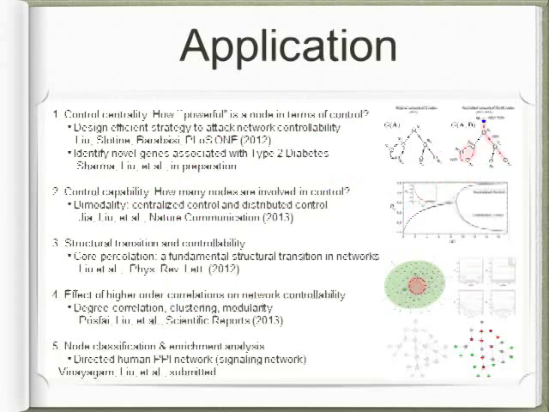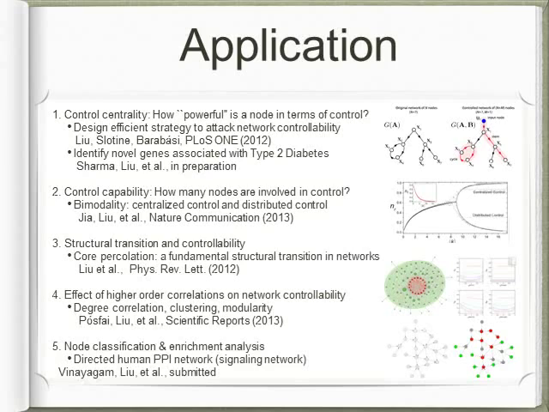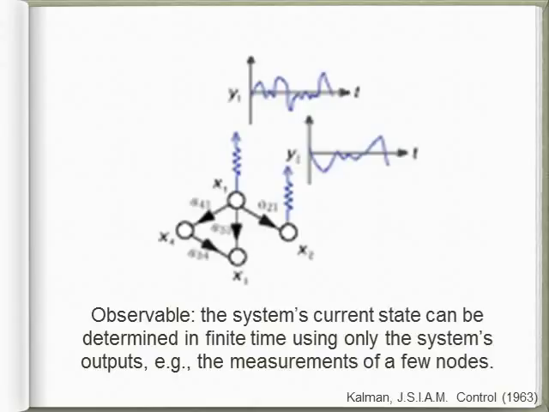And there are a bunch of applications of this linear control framework for complex networks. I don't think I have time to go through any of them. Let me talk about observability. So a system is called observable if the system's current state can be determined in finite time using only the system outputs. For example, you measure the states of a few nodes as a function of time. If the observations enable you to infer the initial state of other nodes, then the system is called observable.